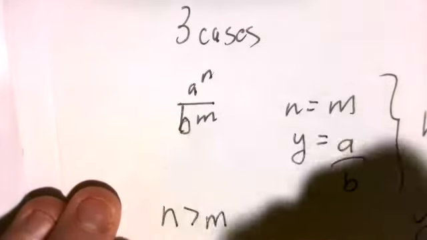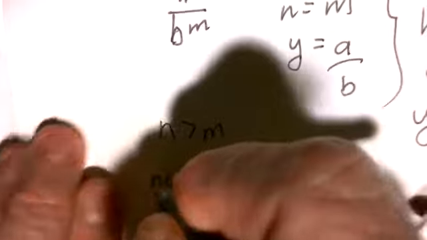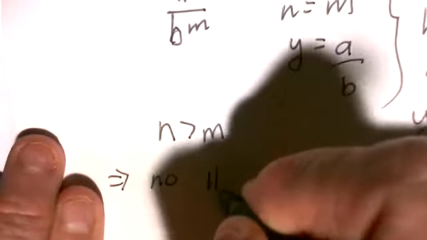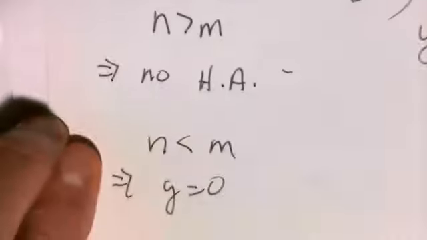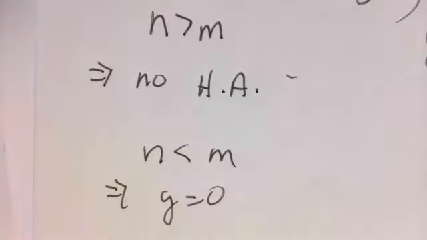If n is greater than m, there will be no horizontal asymptote. And if n is less than m, then y equals 0 will be the horizontal asymptote. So you need to review that.